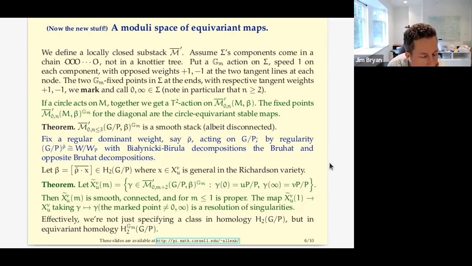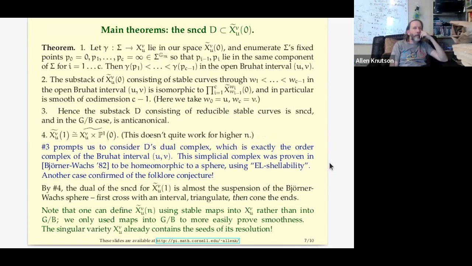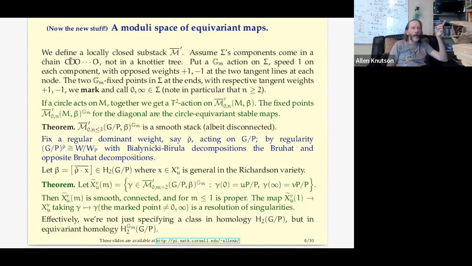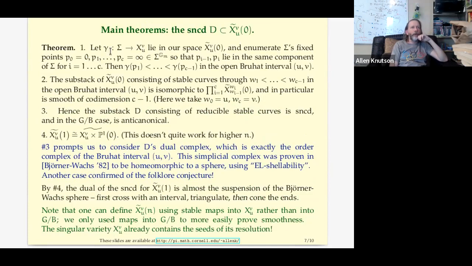Yep, sure. All right, so here are the main theorems. I think I already hinted about some of them. I've got one of these chains of CP1s, and I look at where the fixed points on it went. Of course, zero went to U, infinity went to V, and the things along the way go to a chain in Bruhat order. So associated to this sigma, I get a chain in this open Bruhat interval. This open interval means all of the Weyl group elements strictly between U and V.